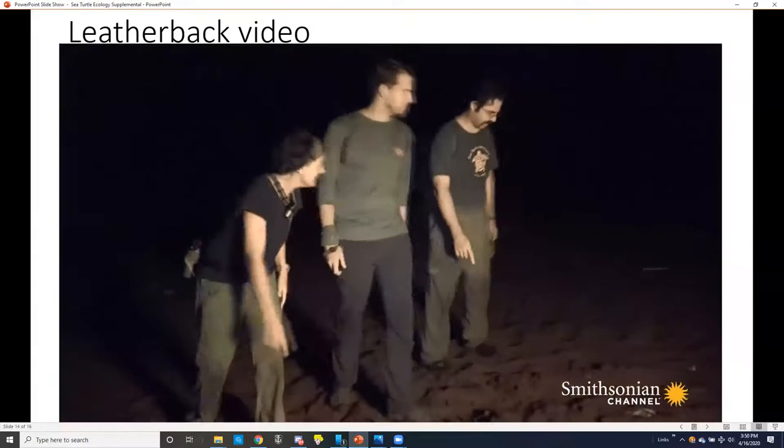Dan, come here. Yeah, this looks like a track. This is definitely a leatherback track, looking at the size of it.